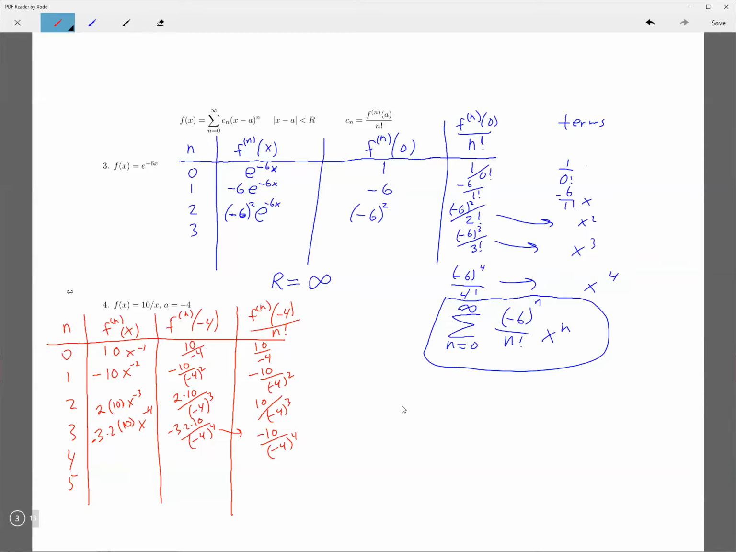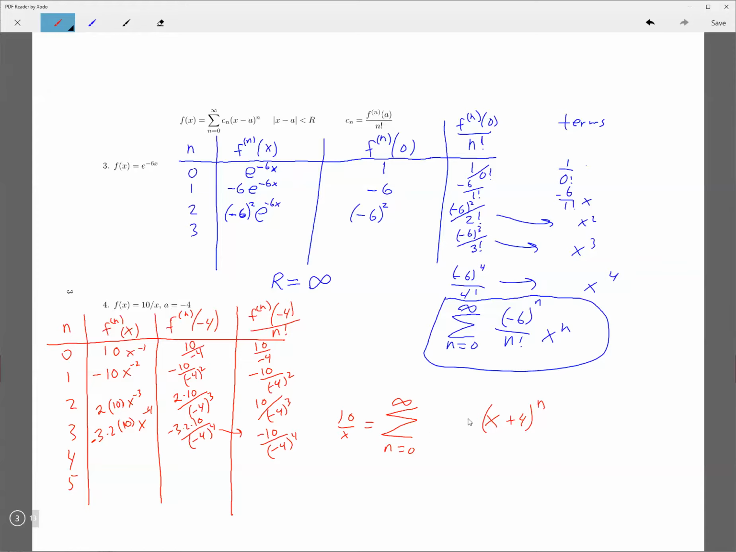Okay, so you guys see a pattern. Since we're expanding about negative 4, you put a negative 4 into here, and you get x minus the negative, which is x plus 4 to the n. So that's going to be your term right there.